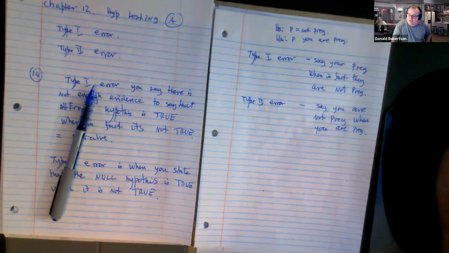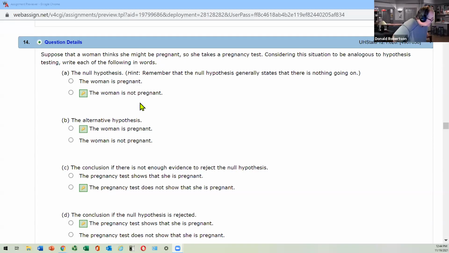Okay, so we got this mindset of the 2 things you can do wrong. So let's see what they look like when you do them in WebAssign. Suppose that a woman thinks that she might be pregnant, so she takes a pregnancy test. Consider the situations to be analogous to hypothesis testing. Write each of the following in words.